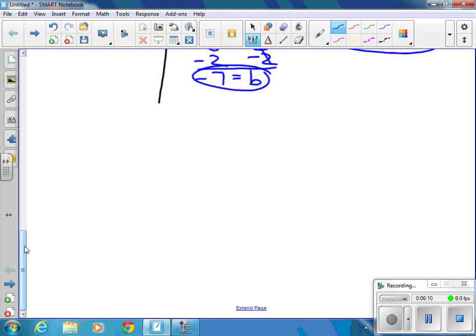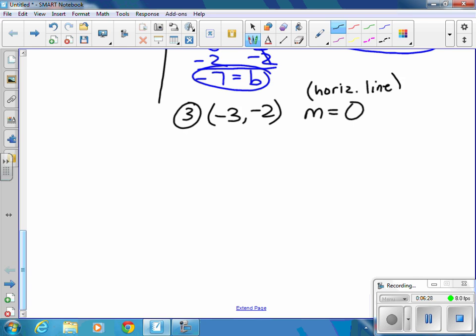All right, so third one of this type, and then we'll switch to the next one, is if I give you -3, -2, and your m value is 0. Now, if I'm telling you the slope is 0, you should automatically envision that this is a horizontal line, because they're the only kind that have 0 slope. And if you know anything about horizontal lines, which you now should, all of the equations start y equals and a number. So we need to figure out what it is.